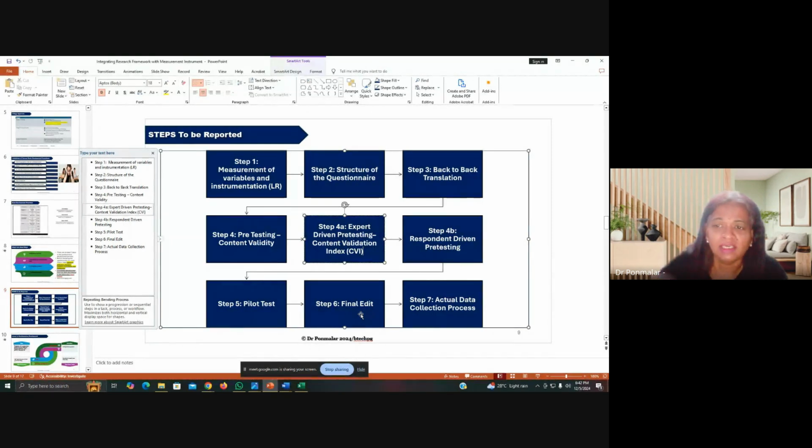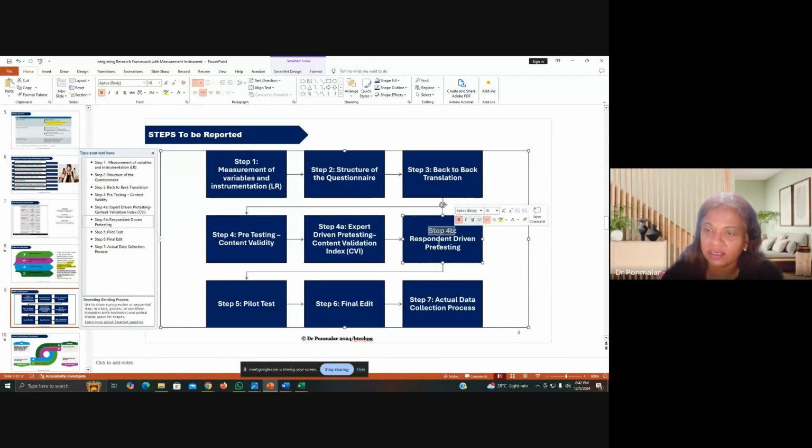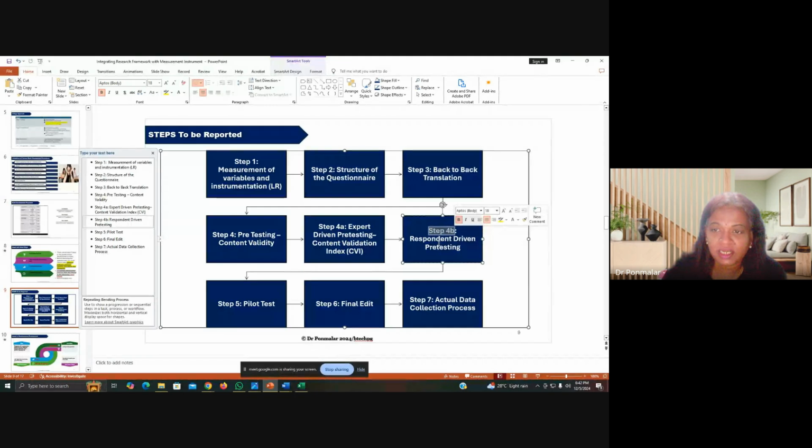Okay? Okay, second review will be respondent-driven pre-testing. For me, if you ask personally, this is more important. Because at the end of the day, who's going to answer your questionnaire? Respondent. Kalau dia tak faham soalan, apa akan berlaku? Koyaklah kita kan? Data tak valid, dia tak faham. Okay? So yang paling penting adalah respondent.